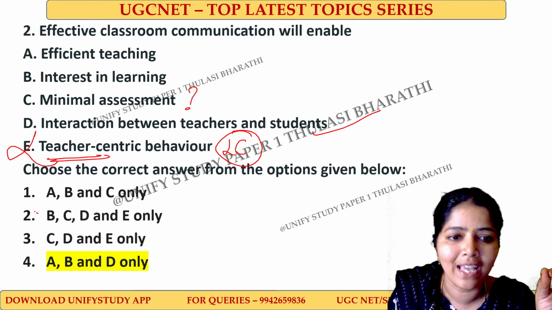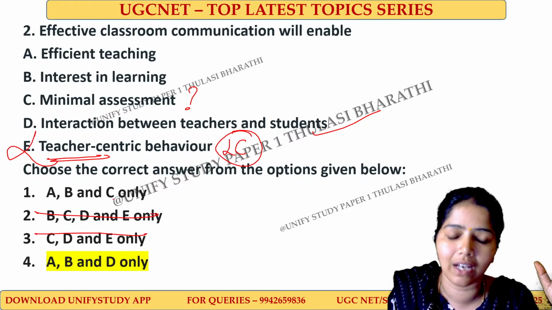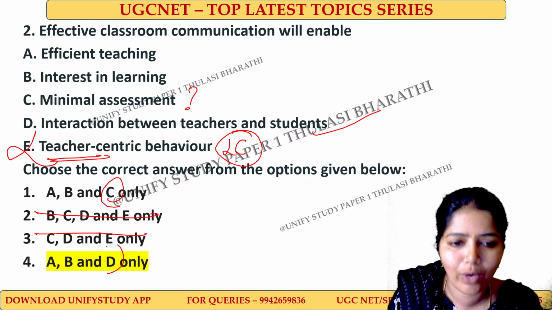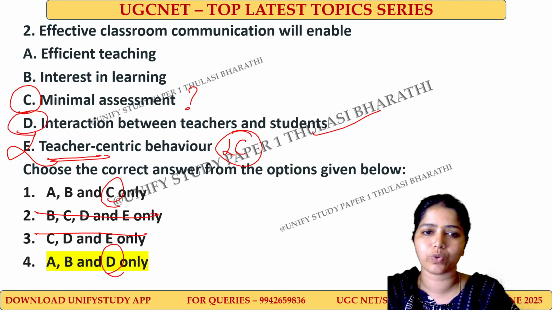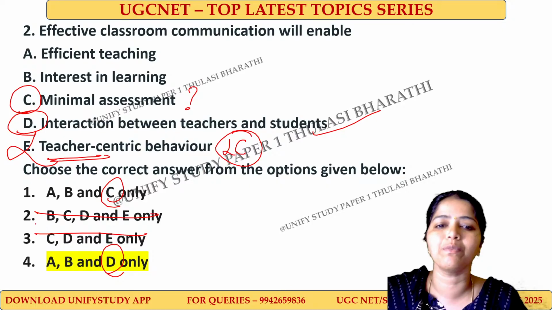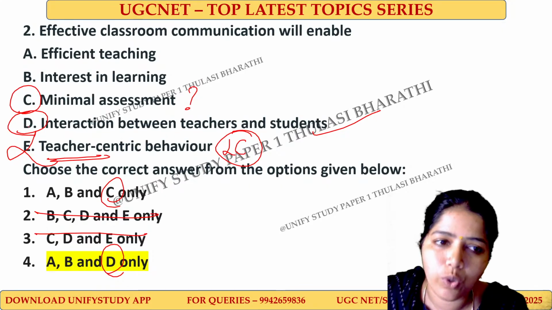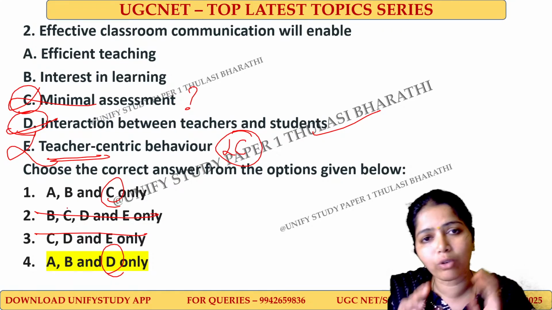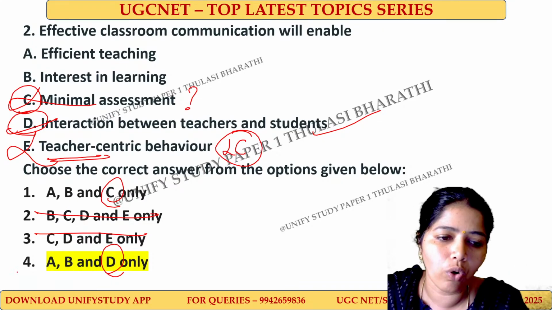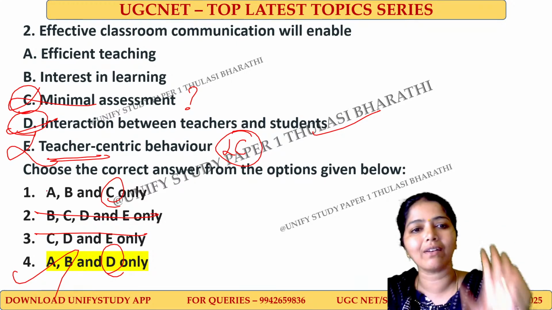So eliminate E. When I eliminate, two options will be eliminated. We have to check only with the C or D. Minimal assessment or interaction between teacher and student. Definitely there will be an interaction between teachers and the students. So this will be there. Minimal assessment will be eliminated, right? There will be a good number of assessments done. So option number 4 is the right answer for this question.